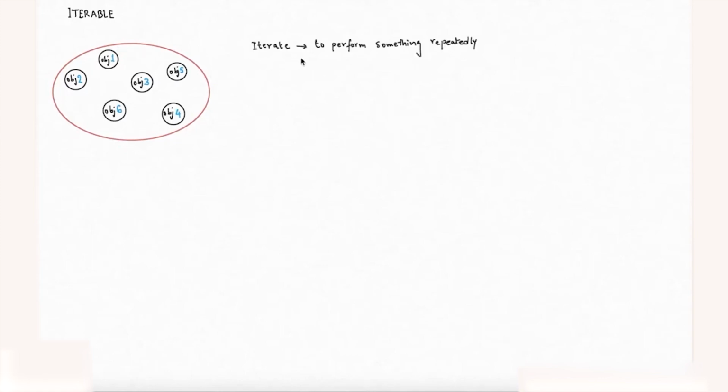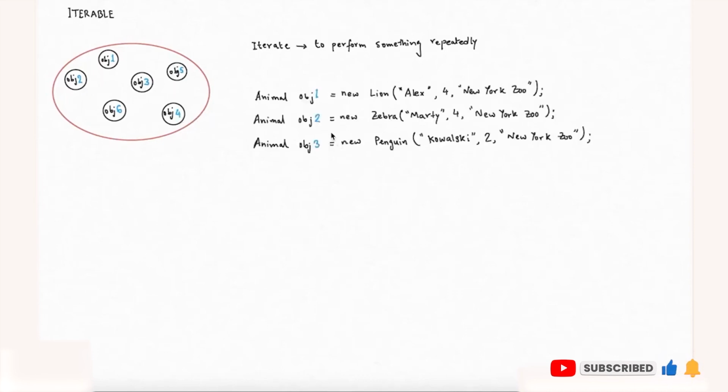The word iterate means to perform something repeatedly. So if we want to carry out an operation on the objects of our collection, we would want to iterate through them one by one and perform something repeatedly. Let's say our three objects are object 1, object 2, and object 3. We took any three from here. And let's say those objects are animal objects, and we are instantiating new animals for those three different objects. And let's say the input parameters are their name, the number of legs, and where they're located right now.